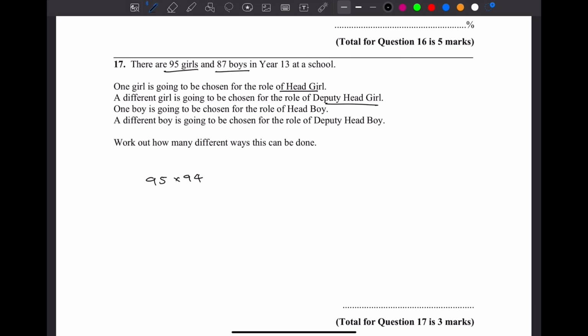Okay. But then remember, this can be switched around, so you've got to divide it by 2. And the boys can be turned around the other way as well, so times it by 87 times 86, because one is the head, the other one is the deputy, divided by 2. Plug it through. 95 times 94 over 2 times 87 times 86 over 2, which gives you a lot of answers anyway. 16703565.